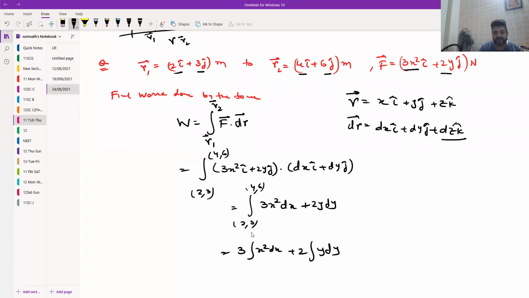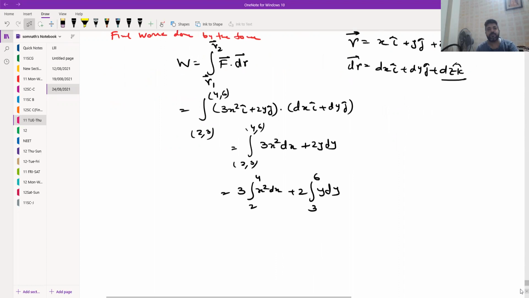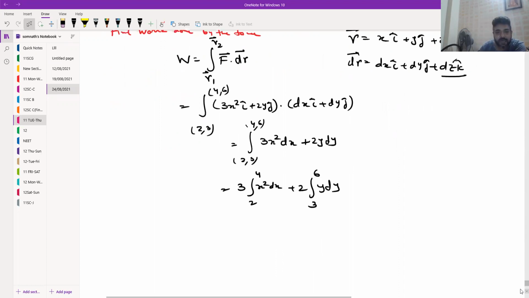See the value of x, from where to where has it gone, 2 to 4. And the value of y, 3 to 6. Can we write in that way? Yes, sir. Now see, we know the integration: 3 x cube by 3, from 2 to 4, plus 2.